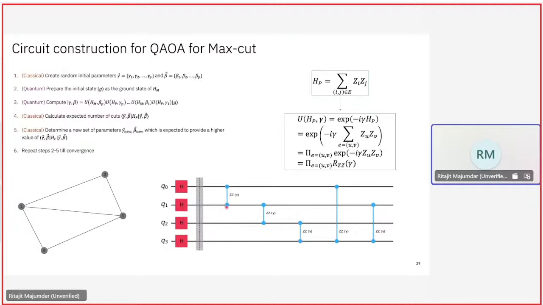If you look into this circuit, we have an edge between 0 and 1, so I have an RZZ operator. This is how Qiskit represents RZZ. I have an RZZ operator between 0 and 1. I have an edge between 1 and 2, so I have an RZZ between 1 and 2, and so on. Right? So we have the U_HP(gamma) portion.